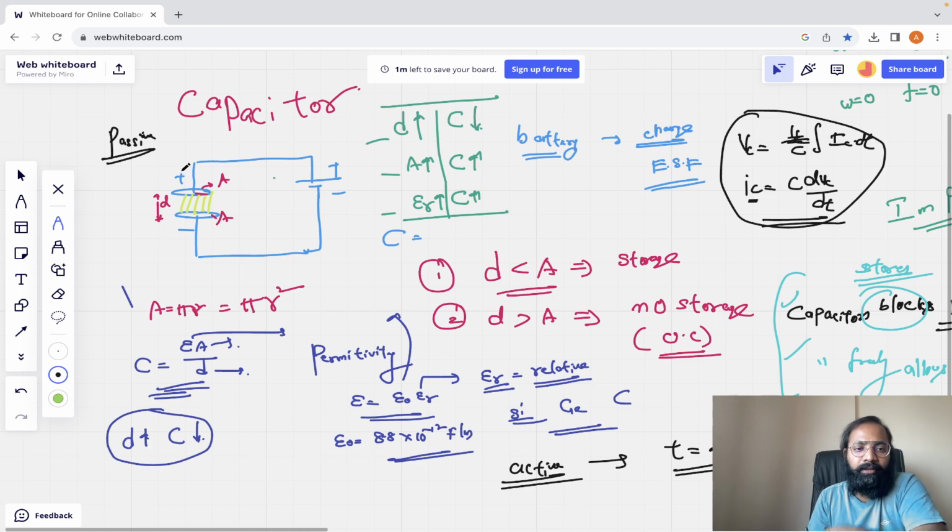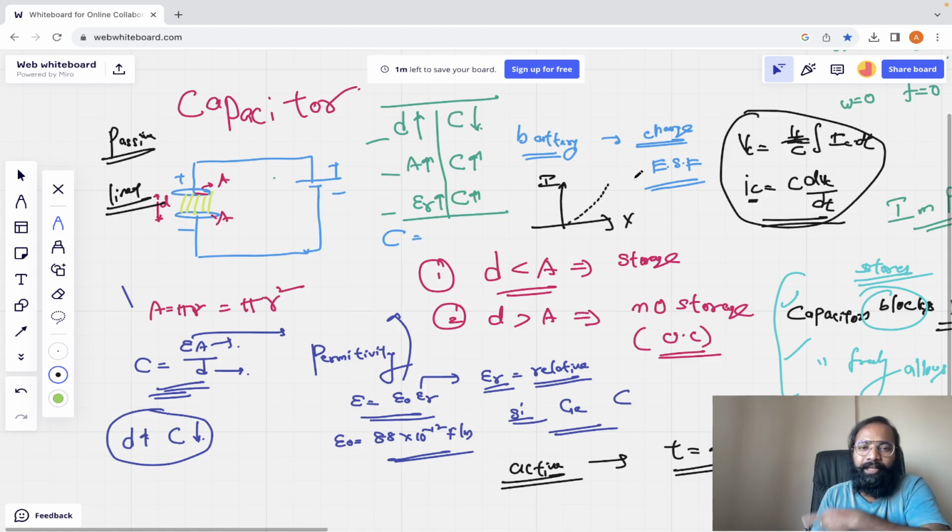So the capacitor also comes under the linear device. Usually, if you draw the graph between the voltage and current, you will get a graph like this, a little bit exponential, but the capacitor comes under the linear device only. Inductor, capacitor, and resistor, all these things come under the linear devices. Fine. And what is the basic formula? C is equal to epsilon A by D. And how does the capacitance vary with respect to all these three parameters?